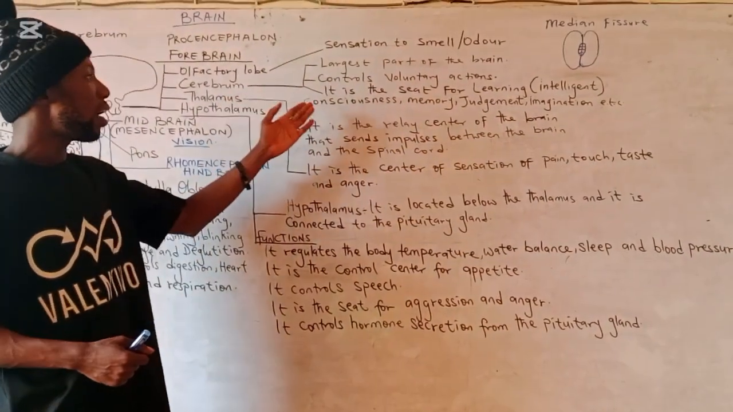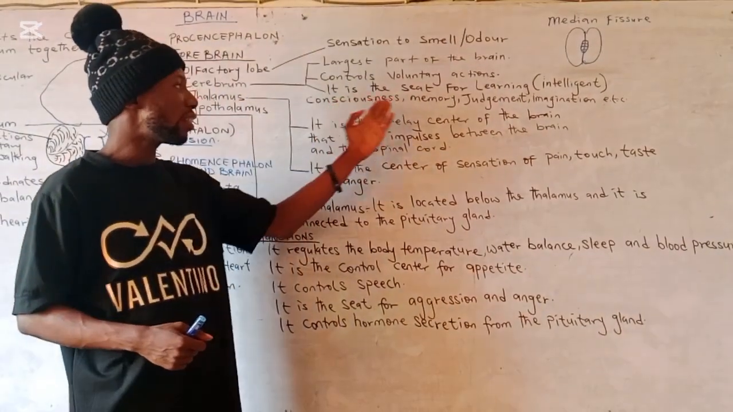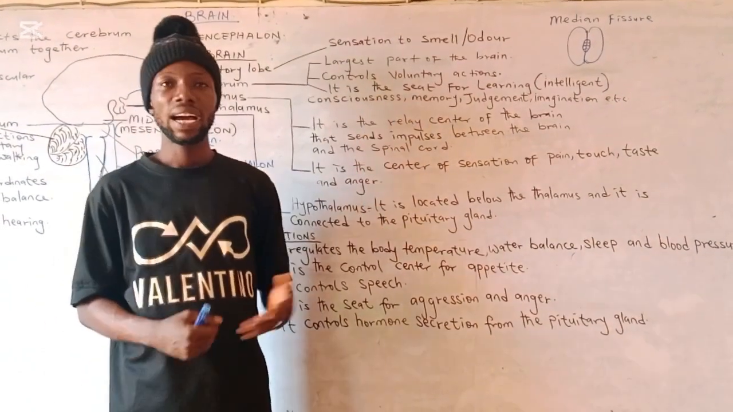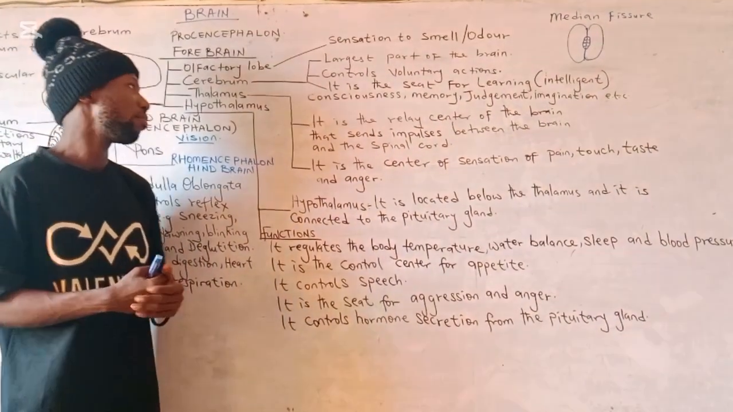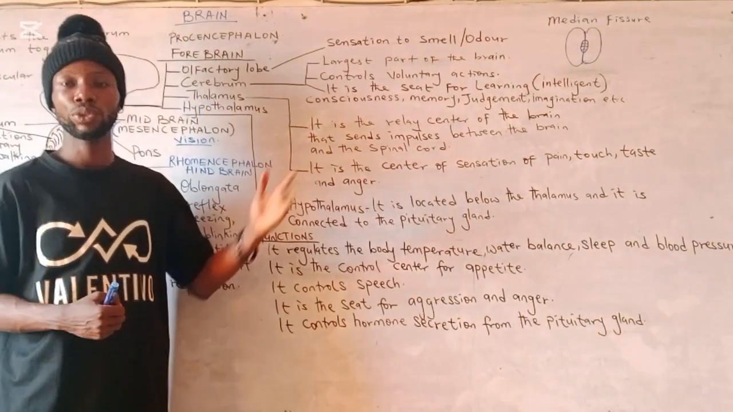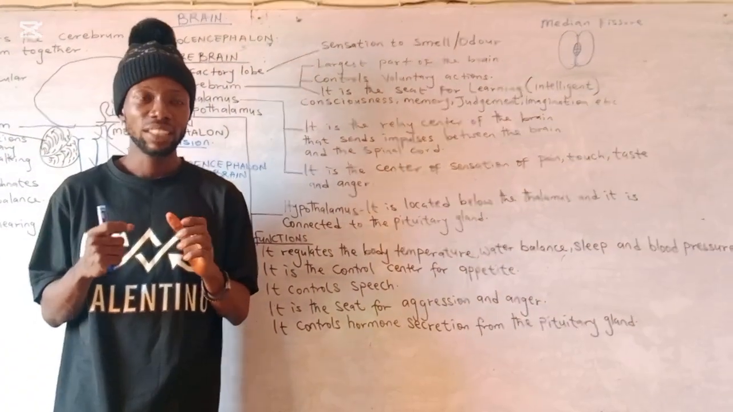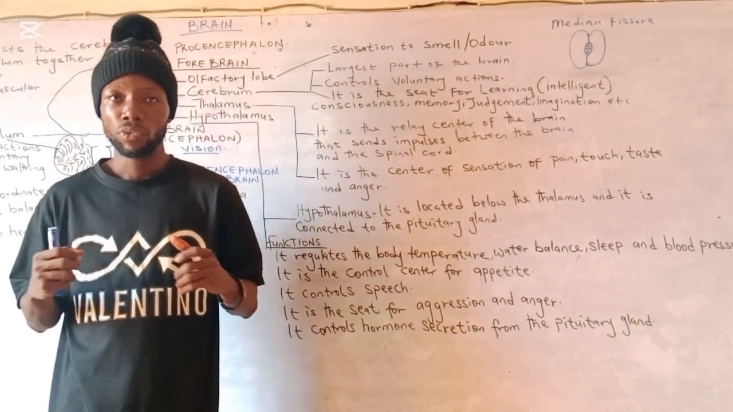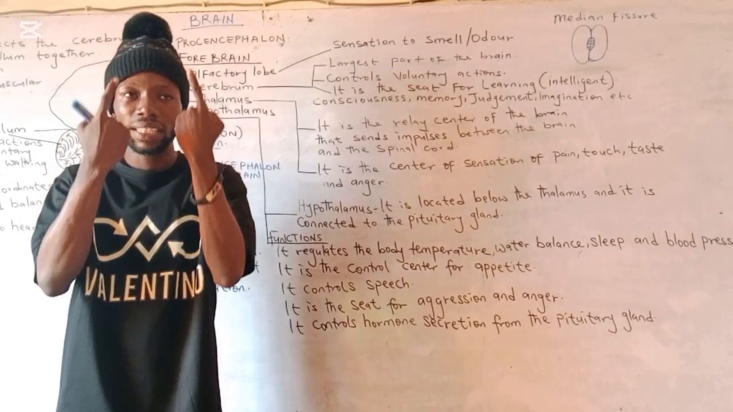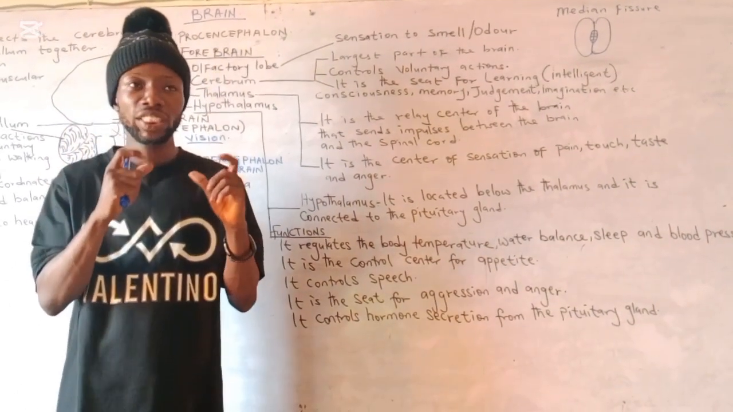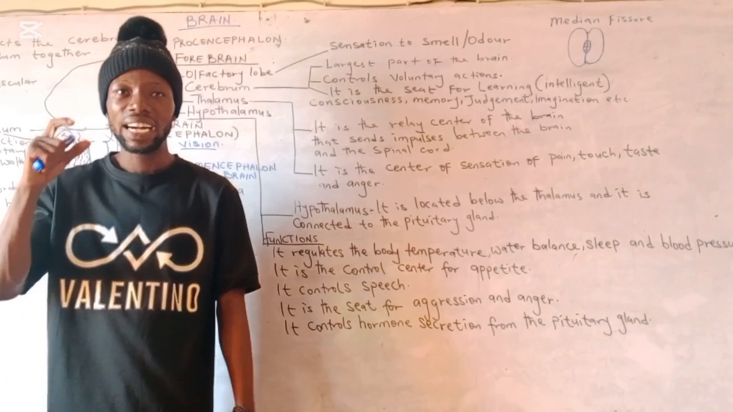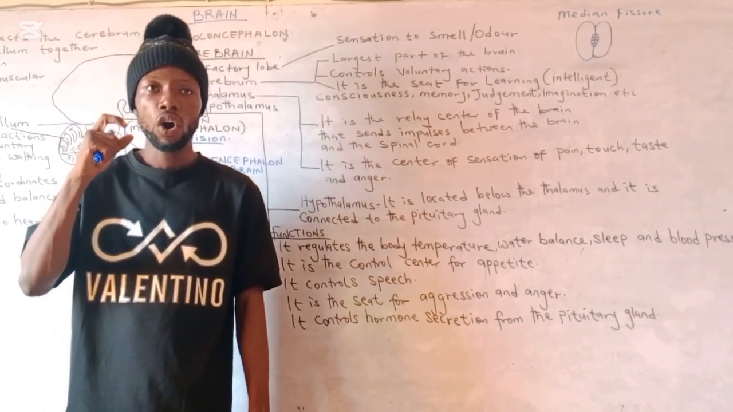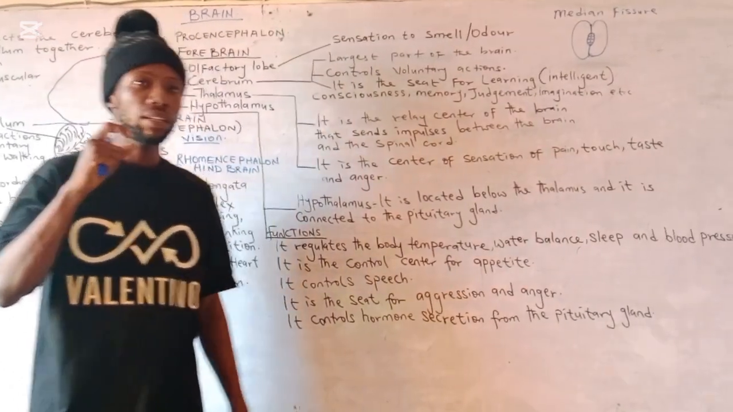Okay, then the cerebrum is the seat for learning, consciousness, memory, judgment, and imagination. These are the functions of the cerebrum. The next we have here is the thalamus. Thalamus is regarded as the relay center of the brain because it picks sensory information from the spinal cord and sends it to the cerebral cortex, which in your textbook is regarded as the higher center, since it is the most important part of the brain or the functional unit of the brain.